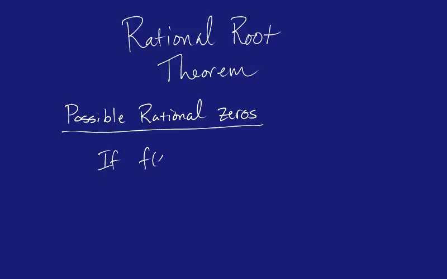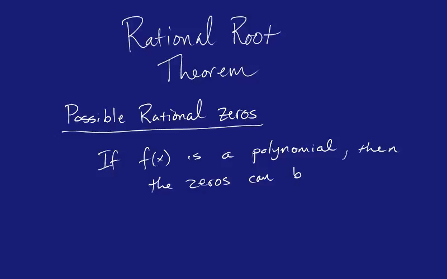So the thing that we all need to understand is that if f of x is a polynomial, then the zeros can fall under three categories. If they're real, they can be rational, or irrational if they're real zeros. By real zeros we mean actual x-intercepts on a graph. Or polynomials can have zeros that are imaginary.